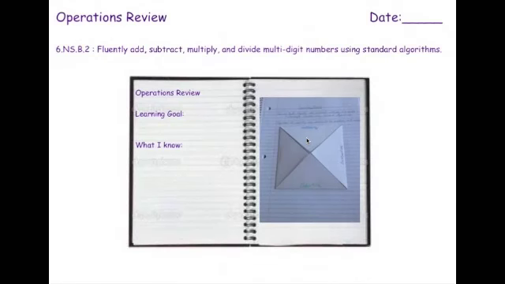Operations Review, Common Core Standard 6.NS.B.2. We're going to fluently add, subtract, multiply, and divide multi-digit numbers using standard algorithms. So just a reminder, before you start, you should have the learning goal written across the top of your page. And you should also have the title, Operations Review, in addition to today's date.